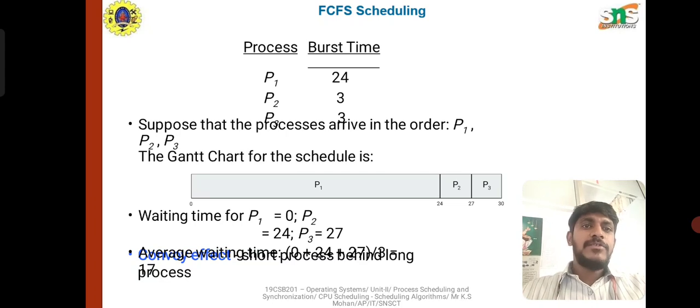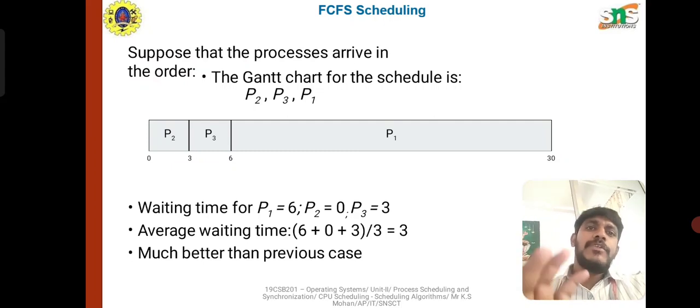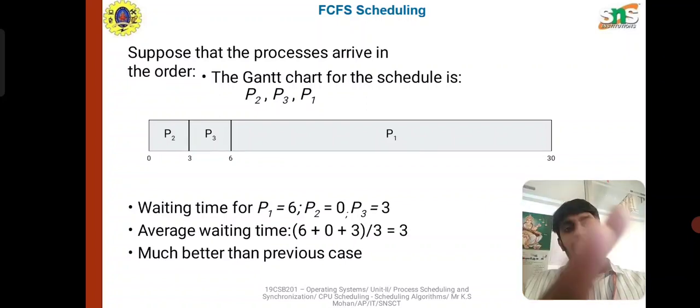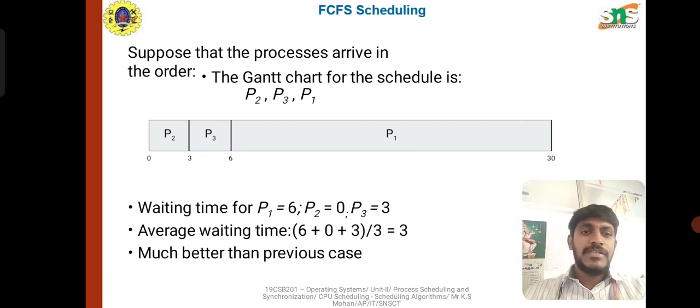So we have the same values, and the burst time is 24. Now suppose the processes arrive in a different order. In this Gantt chart, P2 will be the first process, P3 the second process, and P1 the third process. So the waiting time for P1 equals 6, P2 equals 0, P3 equals 3. The average waiting time is 6 plus 0 plus 3, divided by 3, which equals 3. Much better than the previous case.